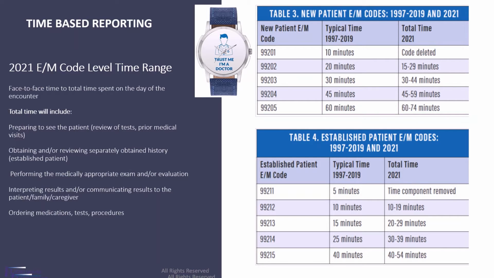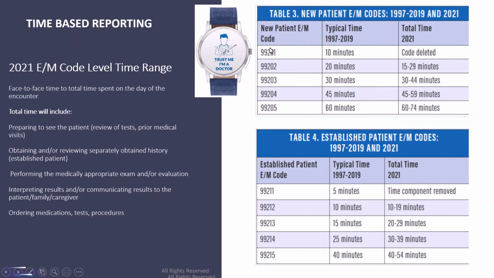Total time for 2021 E&M includes preparing to see the patient, which can include review of tests, prior medical visits, obtaining and/or reviewing separately obtained history, performing the medically appropriate exam and/or evaluation, interpreting results and/or communicating results to the patient or family or caregiver, ordering medications, tests, procedures. The table on the right denotes the difference in reporting the time prior to 2021 and effective 2021.